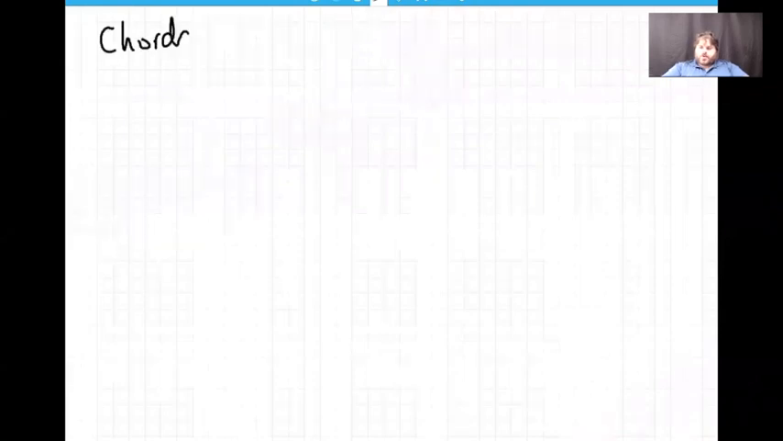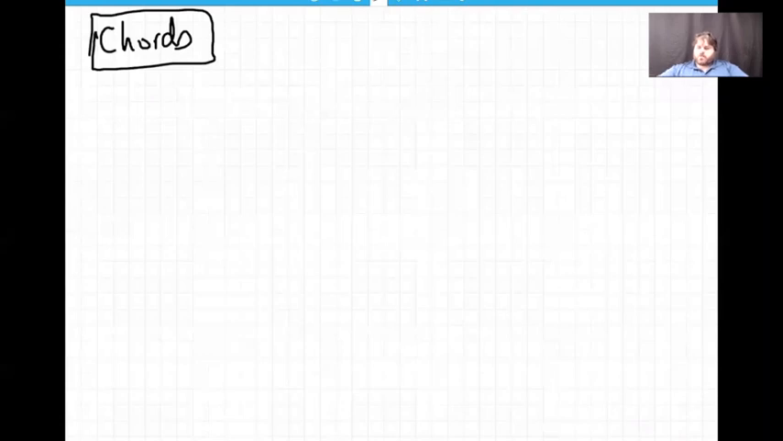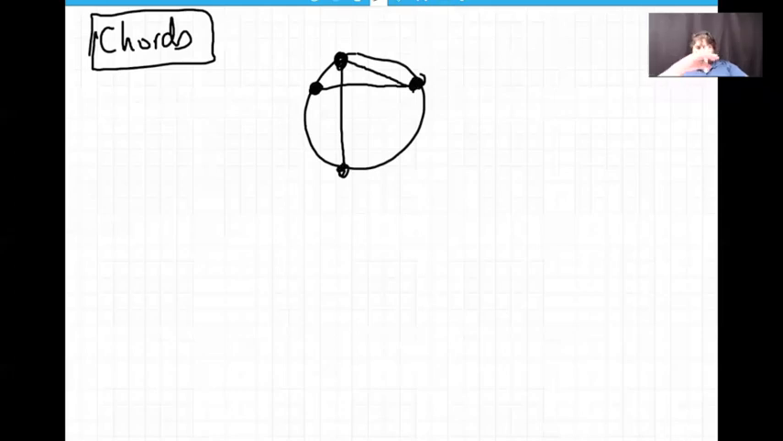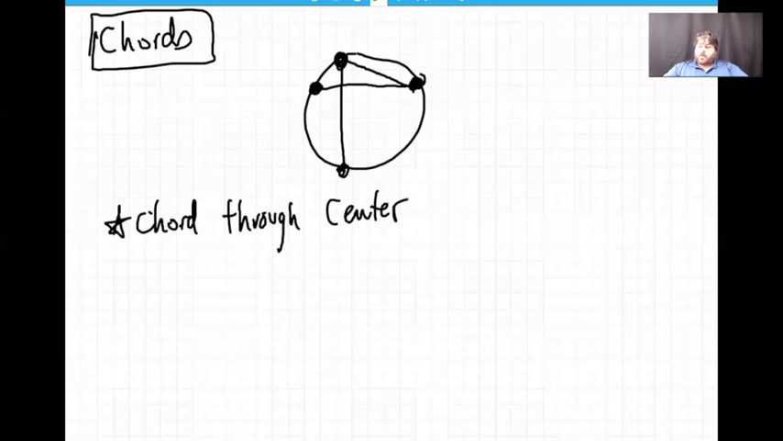So here we go. Let's talk about chords briefly. There's not a lot of stuff on chords, but I've seen a few things pop up, and I just want to mention a few quick little things. A chord is basically any line segment that has two endpoints on the circle. So it could be from any two points on the circle. That's a chord. This is a chord. They're all chords. Anything with two endpoints on the circle. One thing you've got to know is that a chord that goes through the center is given a special name. That's the diameter. Okay? A chord that goes through the center is the diameter.